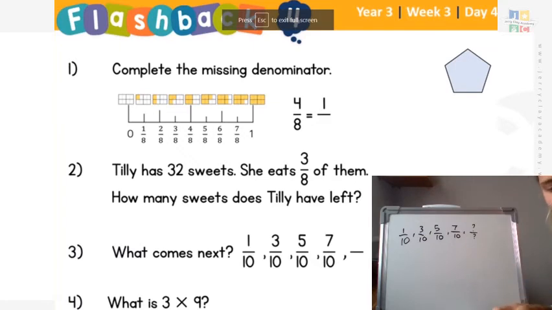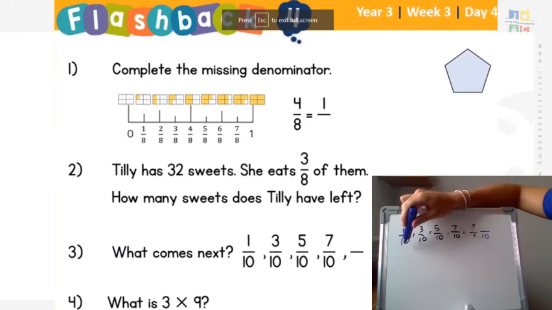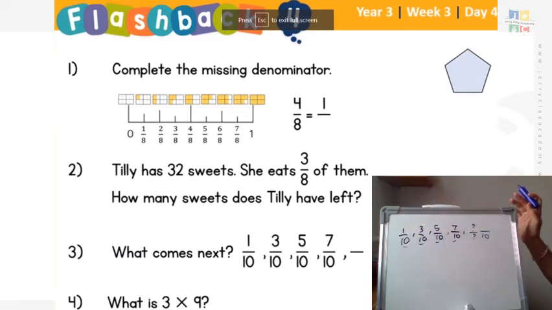Okay, question 3. I want to look at the pattern and find what comes next. So the first thing, let's have a look. What do we notice from the pattern? Well, we notice that all the denominators are the same. So I know that my answer is going to have the denominator of 10 because they are all the same denominators. Now, I want to work out what my pattern is.